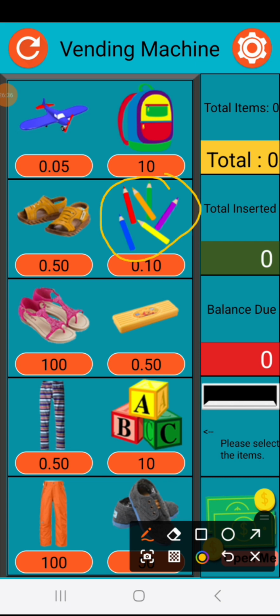Okay, so keep it circled. In your mind, that's what you say. I want that. Is there anything else you might want? Oh, this is for a $100 bill. What is it? It's pants. Pants, okay. Is there something else you want?